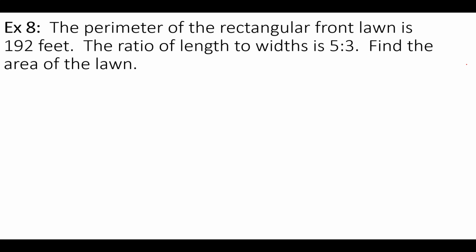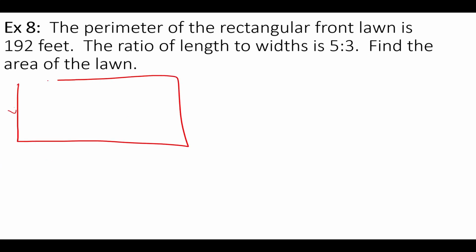Number 8, it says the perimeter of a rectangular front lawn. So we're back to this one. Perimeter of a rectangular front lawn is 192 feet. The ratio of length to width is 5 to 3. And we want to find the area of the lawn. So first we have to use what we know from when we did the perimeter on number 5 to find the length and width. And then once we find the true length and width, we can multiply those two values to get the total area.